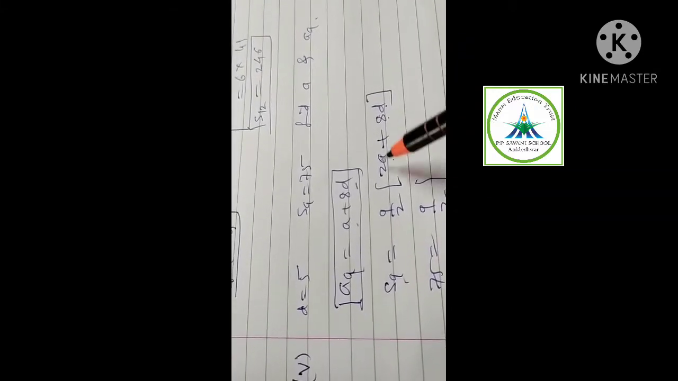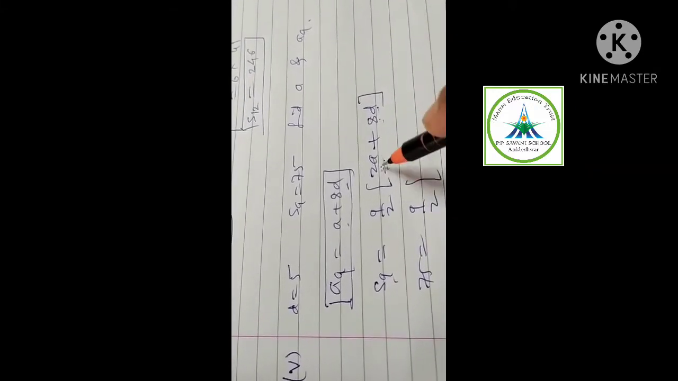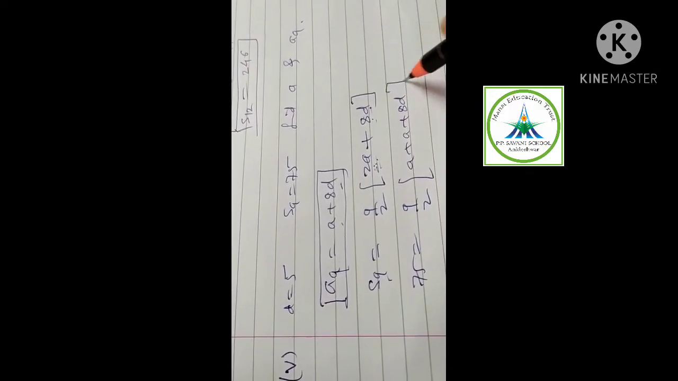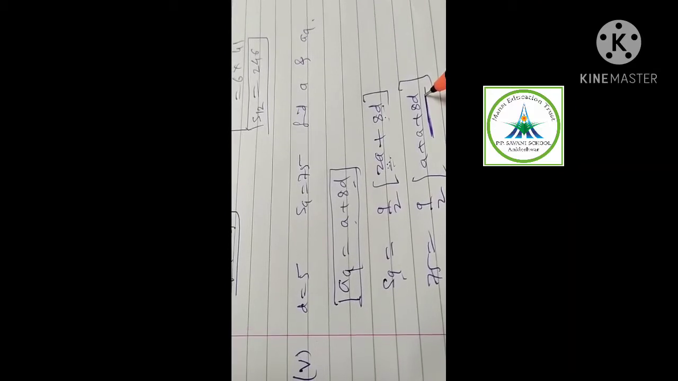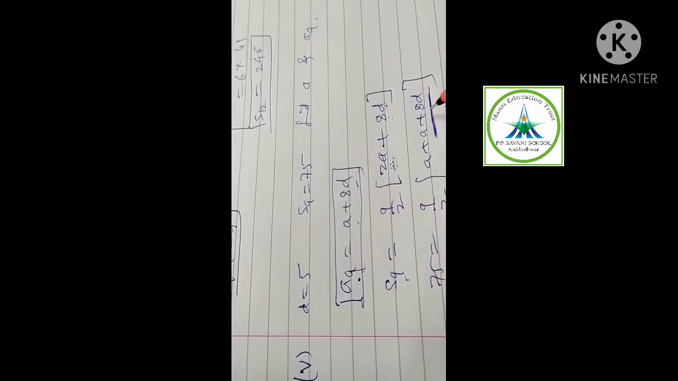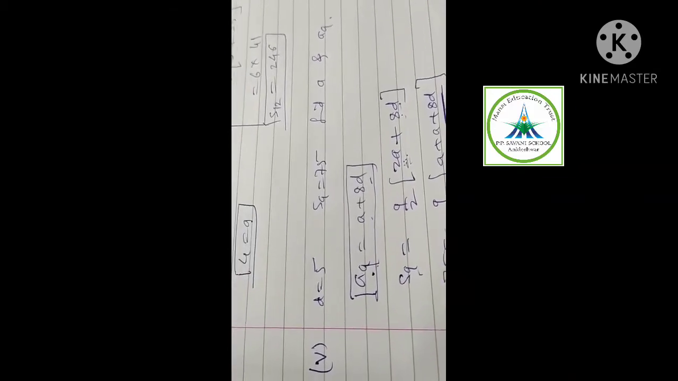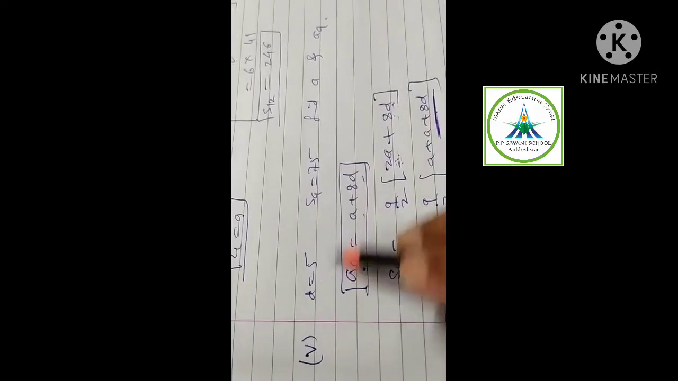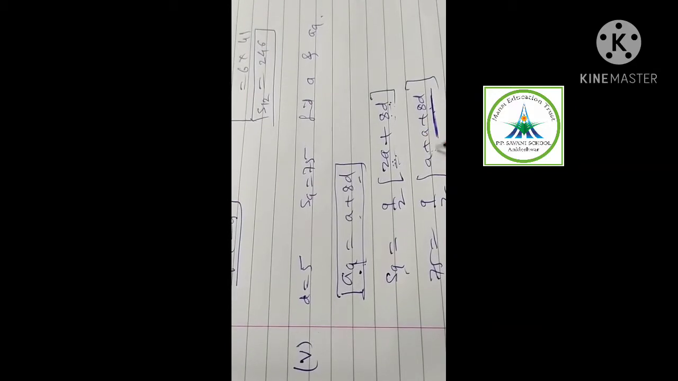Now look here, children. I am writing this again properly. 2a I can write as a plus 8d. See, a plus 8d is a9. We will directly get a9. D is known, D is given to you. Let us put the D value. We will get a here.